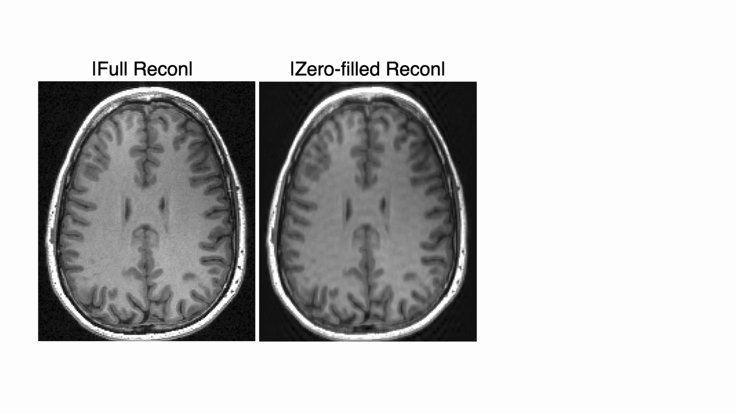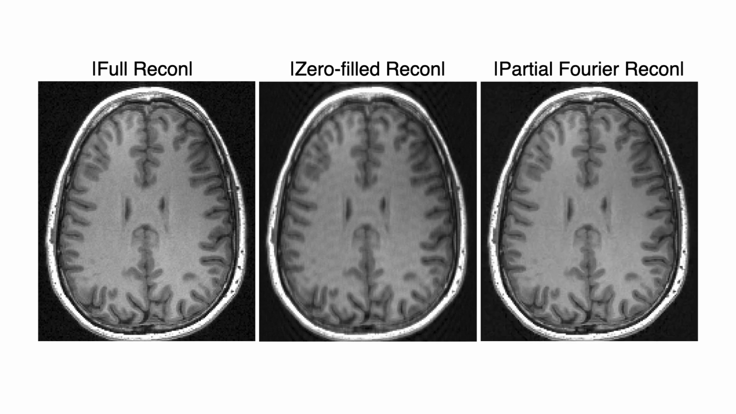So here are some results. This is an axial slice of a brain. This is a fully sampled reconstruction. This is what happens when we reconstruct with only 5/8 of the data, but we leave all the other values equal to 0. And this is the partial Fourier reconstruction where we take advantage of the low frequency estimate of the phase and the conjugate symmetry in the Fourier domain. As you can see, it's a much higher quality than the zero filled reconstruction. This is available on clinical systems and is commonly done.